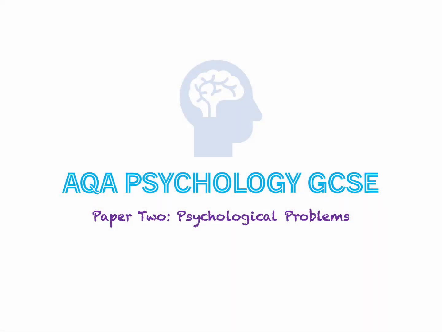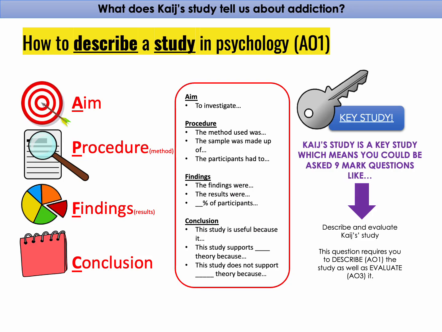This is an AQA Psychology GCSE revision video for the Paper 2 topic of psychological problems, with a specific focus on the Kaij key study for the addiction section of the topic. So to begin, let's remind ourselves how we describe a key study in psychology.